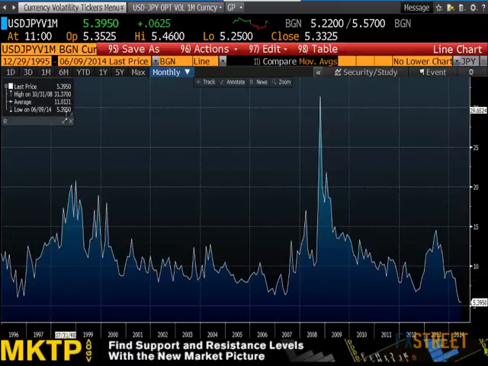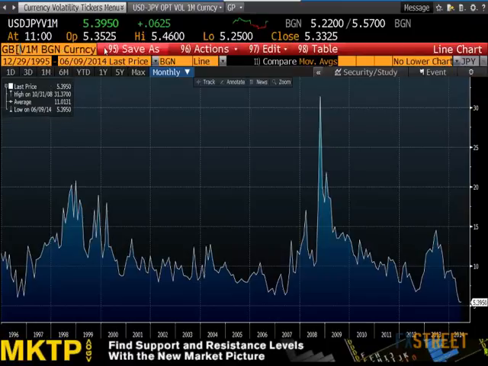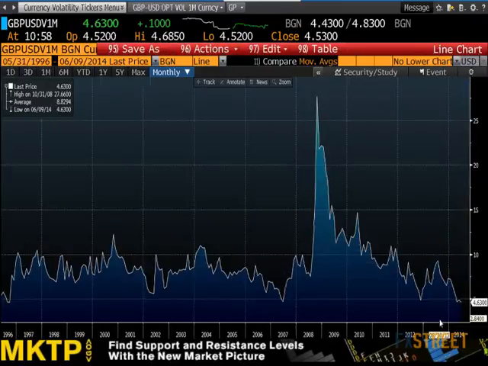The only other one that we're going to look at here is pound dollar, and then we'll move on to take a look at something else. So pound dollar, its average volatility is lower in general. Its average volatility is about 8.82%, and so right now it's 4.6%.